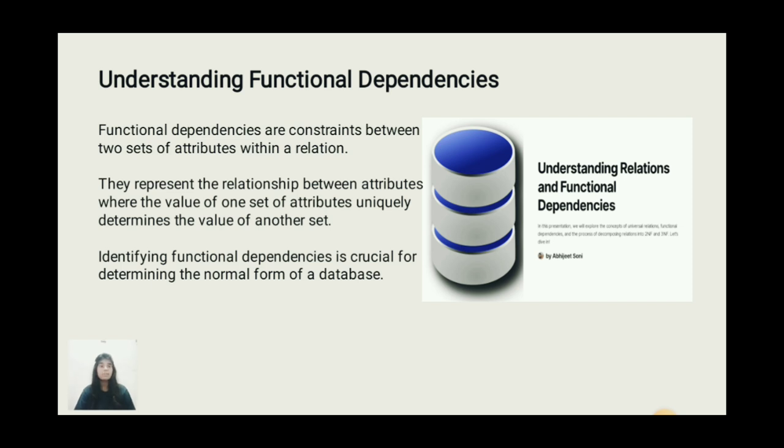Understanding functional dependencies. Functional dependencies are constraints between two sets of attributes within a relation. They represent the relation between attributes where the values of one set of attributes uniquely determine the values of another set. Identifying functional dependencies is crucial for determining the normal form of a database.